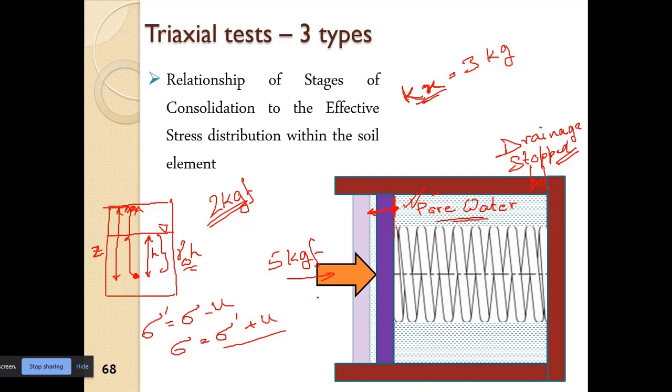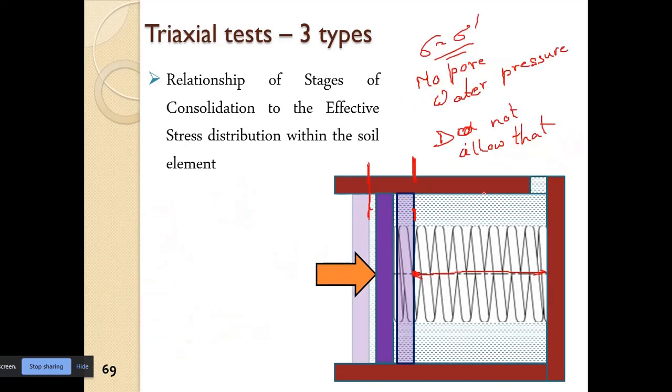So we have the sigma dash portion taken up by the spring, and we have the pore water pressure, or the load corresponding to the pore water, taken up by the pressure in the water. So that is the difference, or the distribution of the load in the soil and in the pore water. I hope the condition in situ we can relate to what is happening to the spring and the water in the piston.